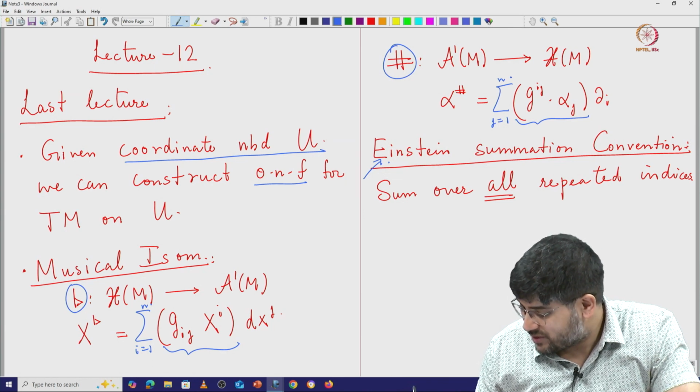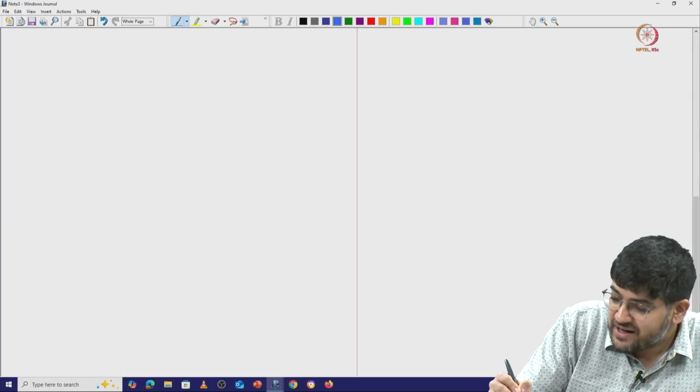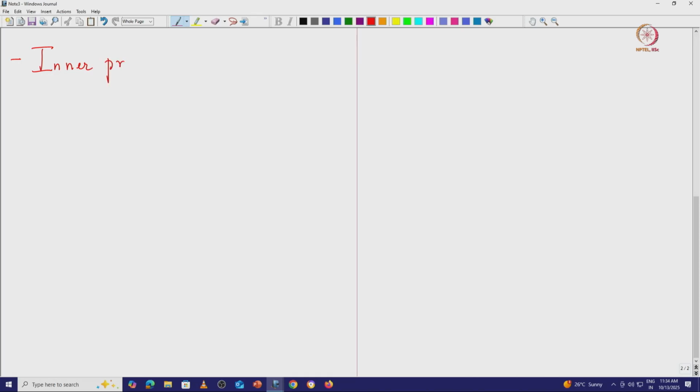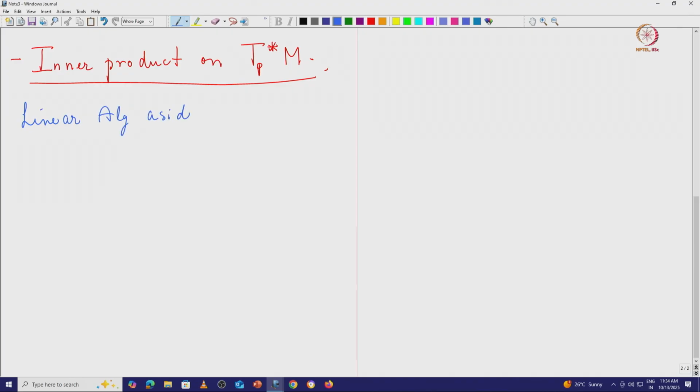So today I want to continue with some basic constructions. The first construction is I want to describe the inner product on the cotangent space. Okay. So again let me give you a linear algebra aside. So V is an inner product space.